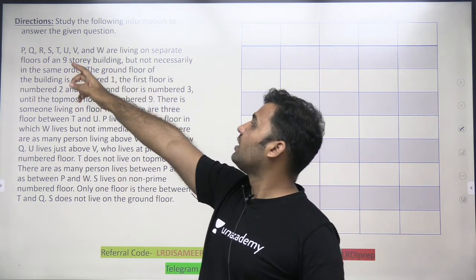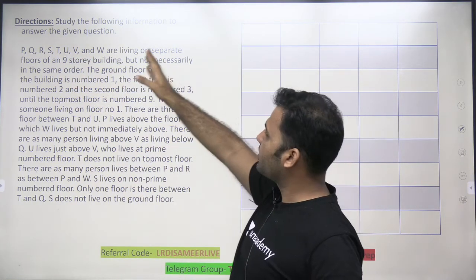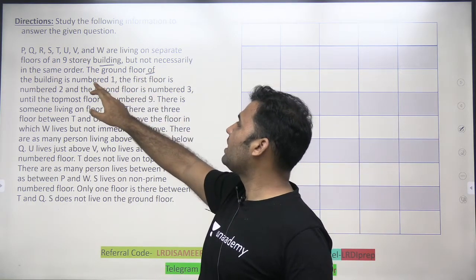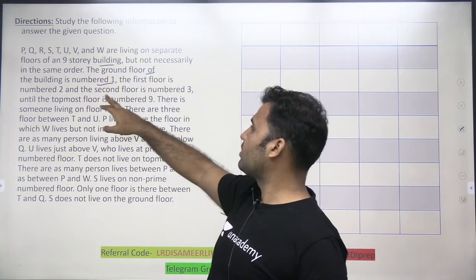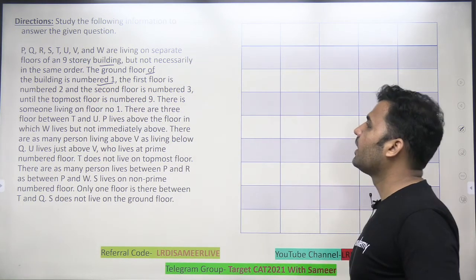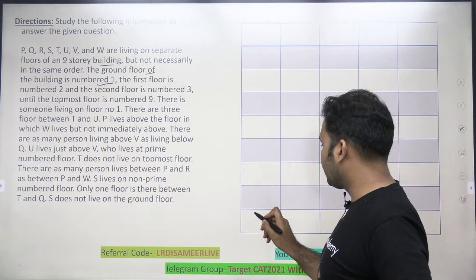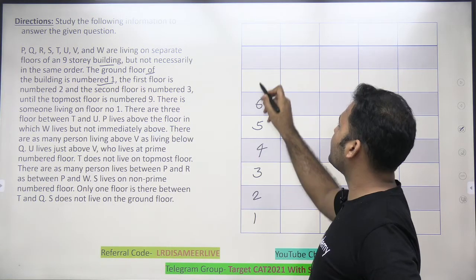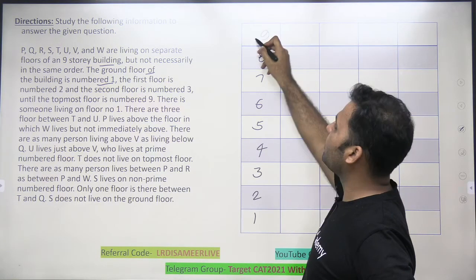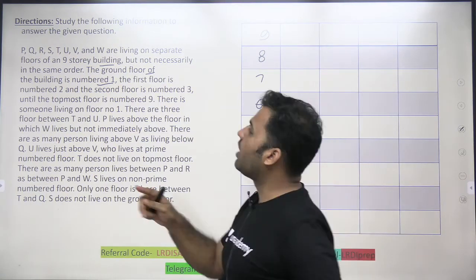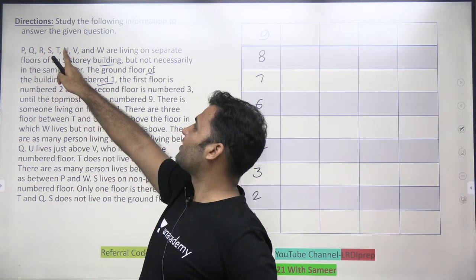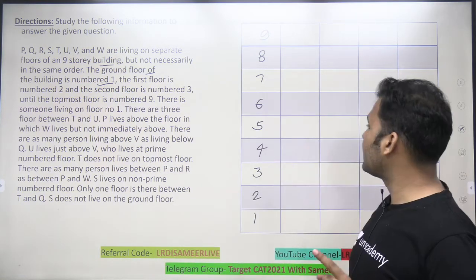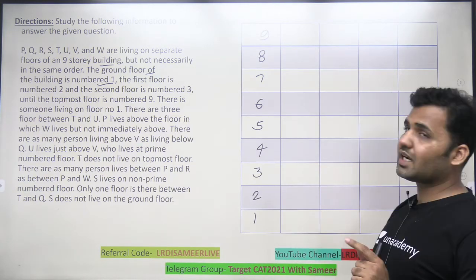What do we have here? P, Q, R, S, T, U, V, and W are living on separate floors of a 9-story building, but not necessarily in the same order. The ground floor of the building is number 1, and the first floor is number 2, and the second floor is number 3, and so on. So we have a total of 9 floors, guys, right? So this is floor number 1, floor number 2, floor number 3, floor number 4, floor number 5, 6, 7, 8, and 9 floors, right? And the number of people, if you count, are 8: 1, 2, 3, 4, 5, 6, 7, and 8. Number of people are 8, but floors are 9. So that means one floor will be vacant.